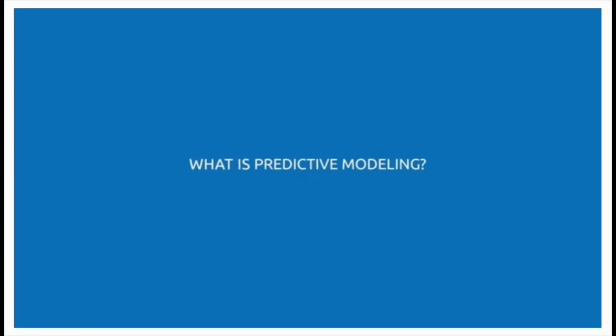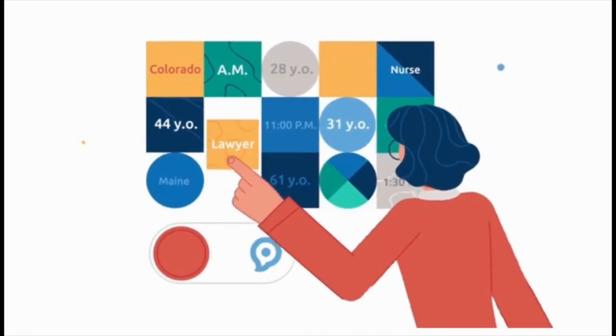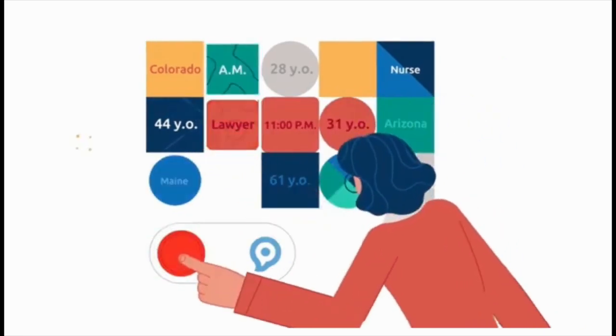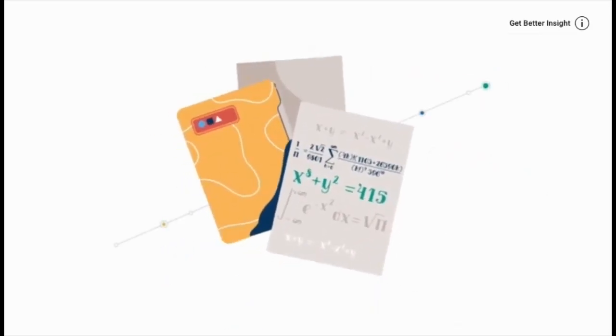What is predictive modeling? Predictive modeling is used by marketers to take the trial and error out of their marketing campaigns by predicting which actions and strategies are more likely to succeed. It is a process that forecasts outcomes by pairing historical data with analytical algorithms.